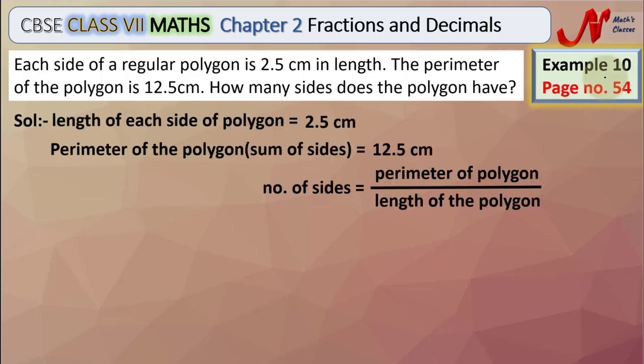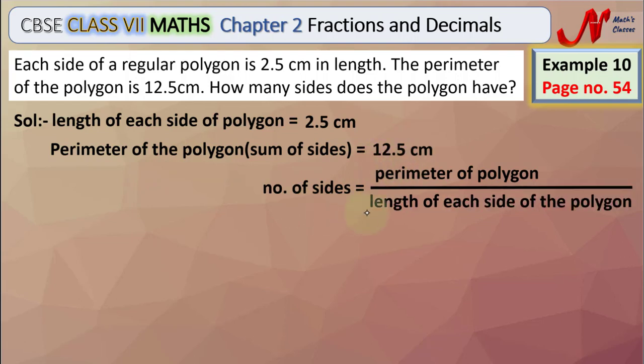Now we solve example 10, page number 54. In this example it is given that each side of a regular polygon is 2.5 cm in length. The perimeter of the polygon is 12.5 cm. How many sides does the polygon have? Here, a regular polygon means a polygon whose sides are all of equal length. We already know the perimeter means the sum of the sides of the given polygon. So the length of each side of the polygon is 2.5 centimeters and the perimeter of the polygon is 12.5 centimeters.